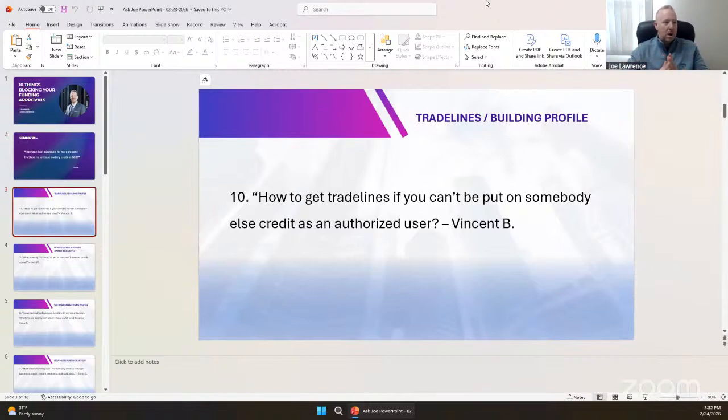The first one here has to do with trade lines and building your business credit profile. So the question is how to get trade lines if you can't be put on someone else's credit as an authorized user. This came in from Vincent B.